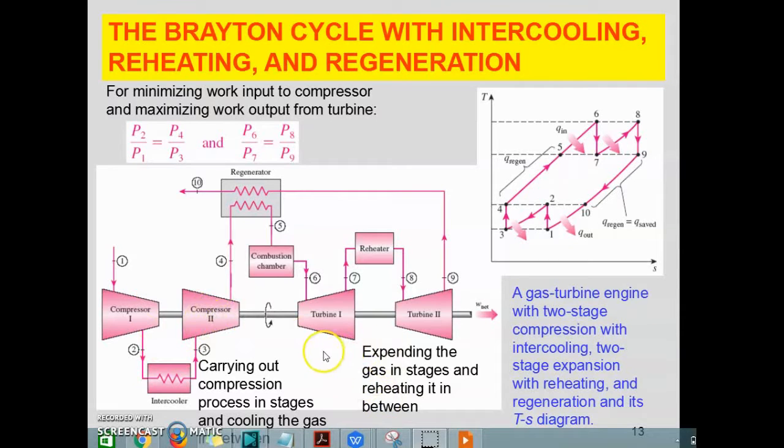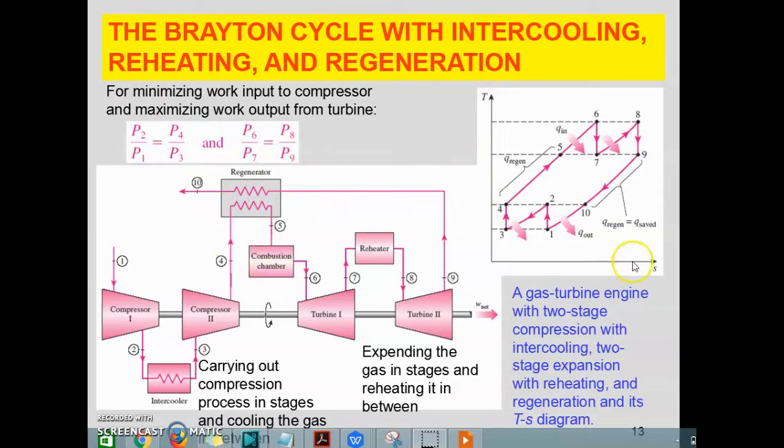And then we want to maximize the work output, so we put a reheater here, expanding the gas in stages and reheating it in between. The work output will be increased because we reheat the gas and then expand it in the turbine. If there is only one turbine without reheating, more heat is wasted to the environment. So if we reheat the gas and go to the second turbine, the total work will be increased. The regeneration process will remain here.